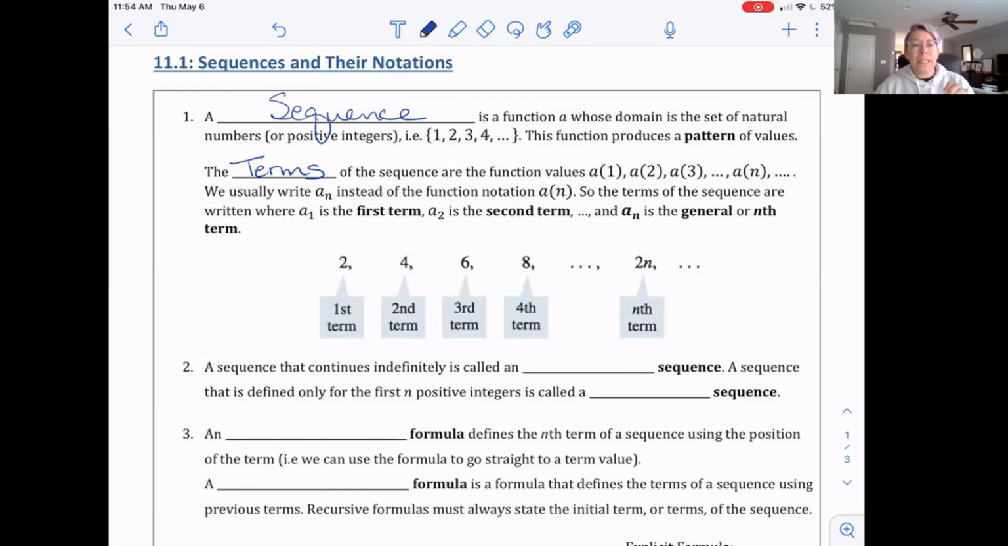When we're referencing the terms in the sequence, we usually write a sub n instead of the function notation a of n. So the terms of the sequence are written as a sub 1 is the first term, a sub 2 the second term, a sub n just means some general nth term.